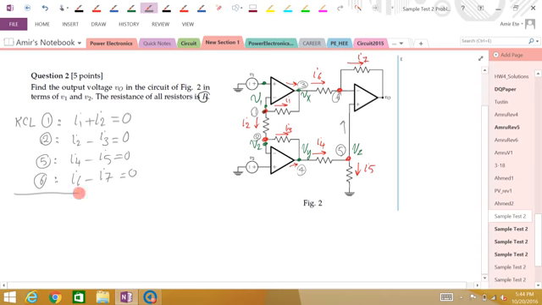So the next step is to express all these currents in terms of node voltages. I1 is this current going from this node up to this node. So it's voltage V1 minus Vx over R. I2 is V1 minus V2 over R.